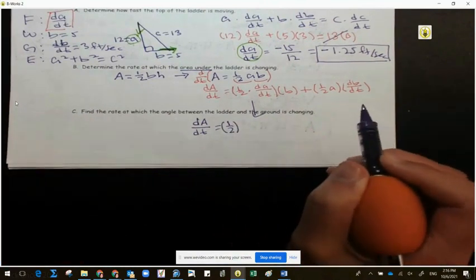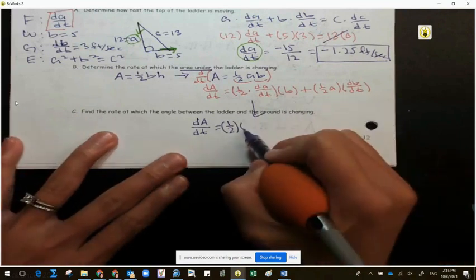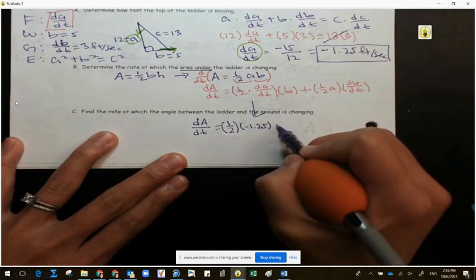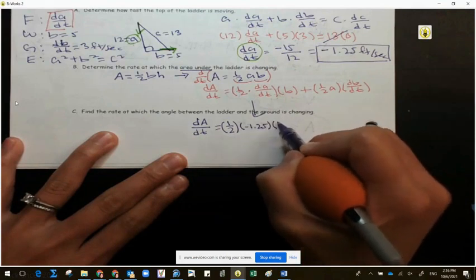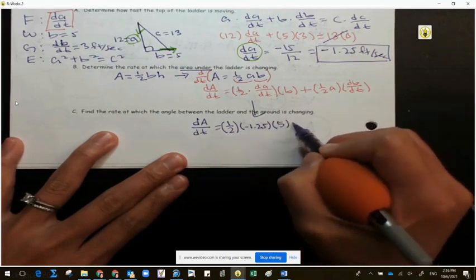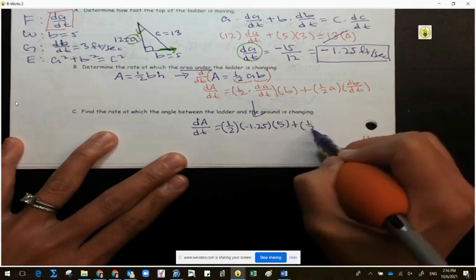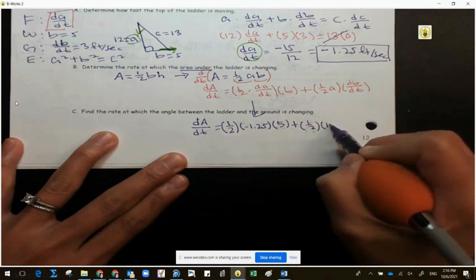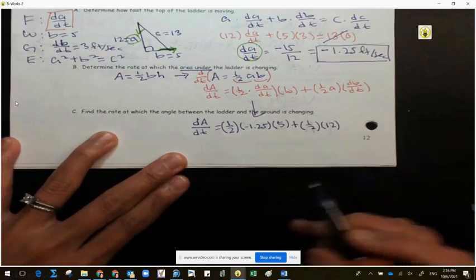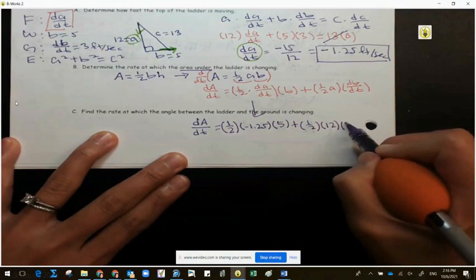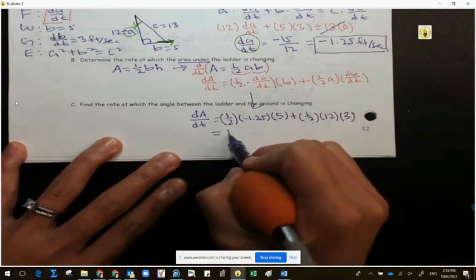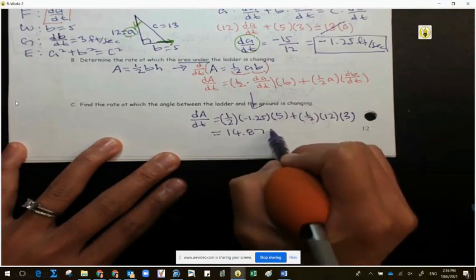What was our dA over dt that we found previously? Negative 1.25. And then what was the value of b from the picture? 5. And then we have plus, half remains. What value is our a? 12. What was our dB over dt? 3. And when we type all that in, that's going to give us 14.875.